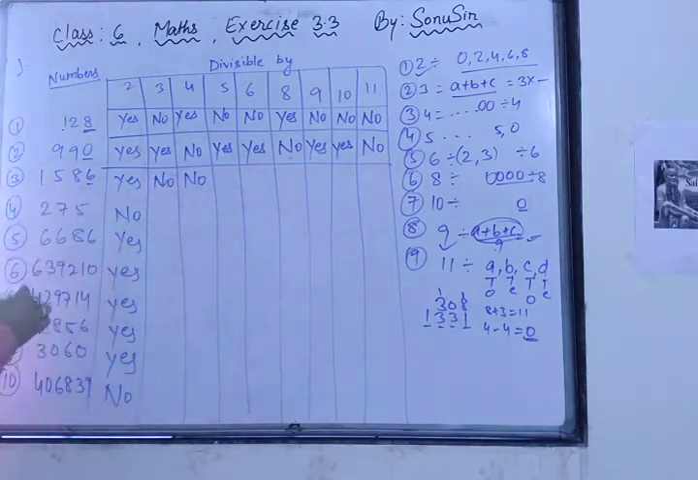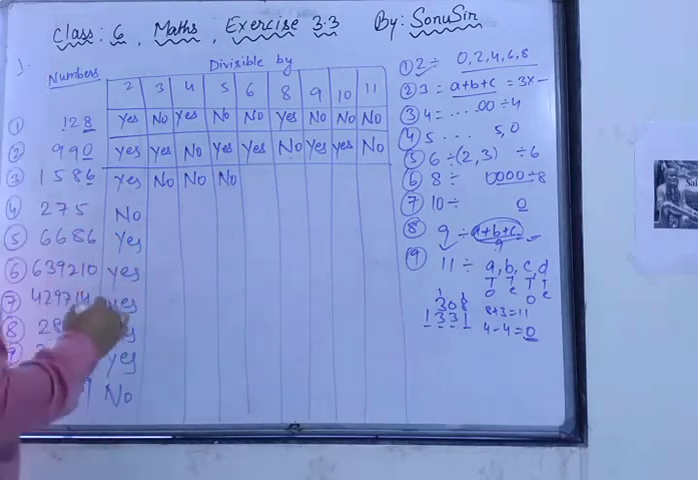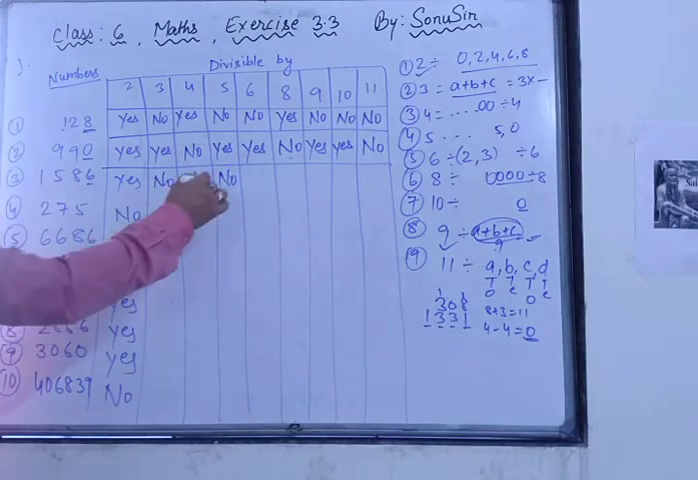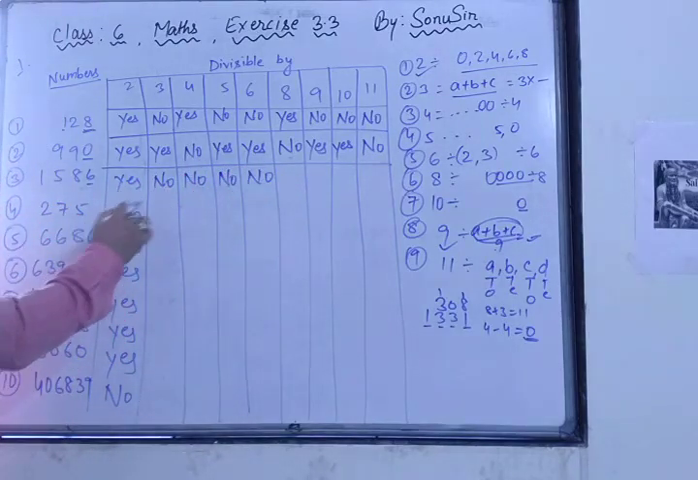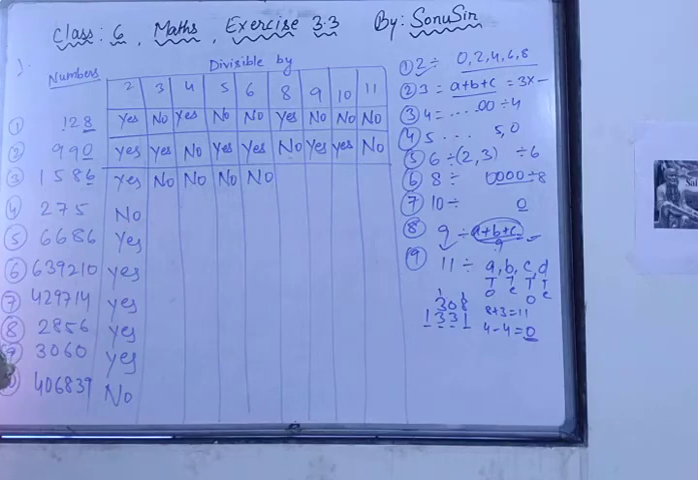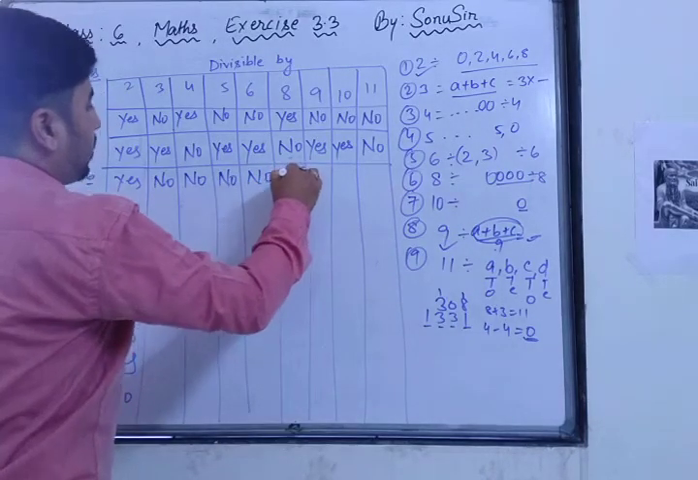Is it divisible by 5? No, 6 is at the ones place, so it is not divisible by 5. It is divisible by 2 but not by 3, so that's why it will not be divisible by 6. What about the 8? The last 3 digits or last 4 digits must be divisible by 8. So 8 1s are 8, 8 9s are 72, 8 8s are 64. So it is not divisible by 8 also.